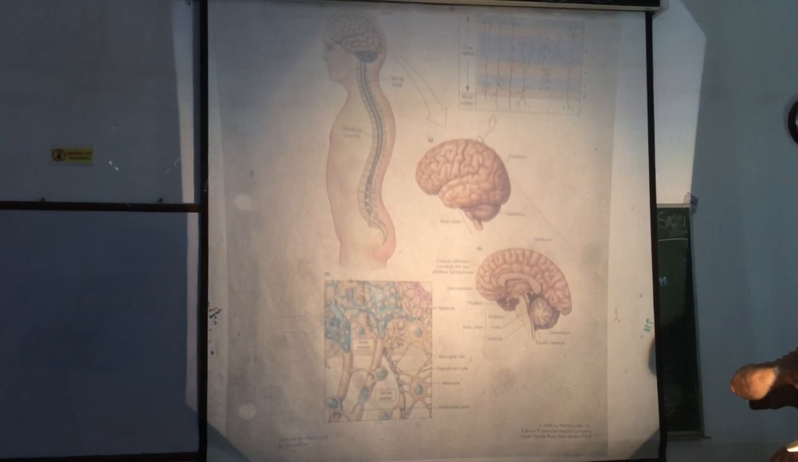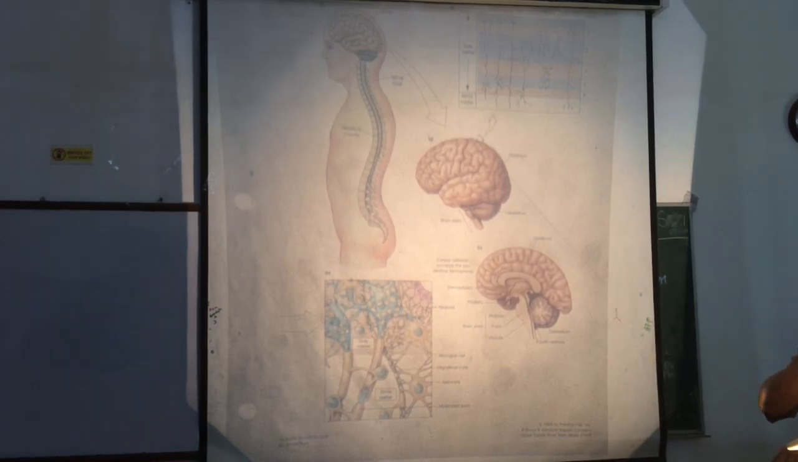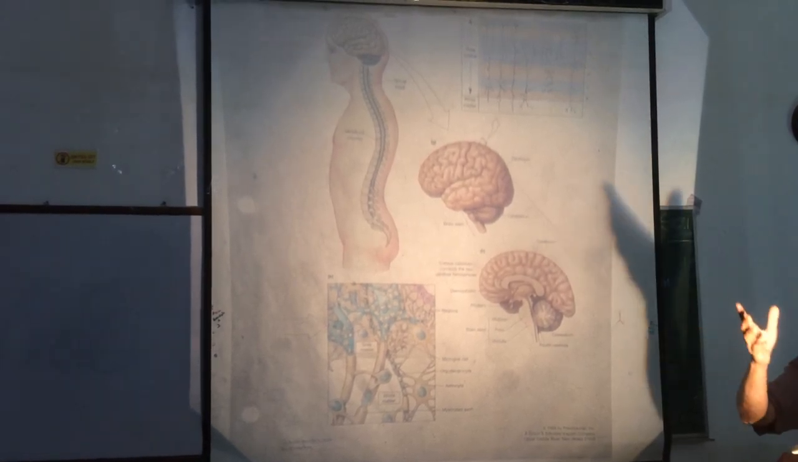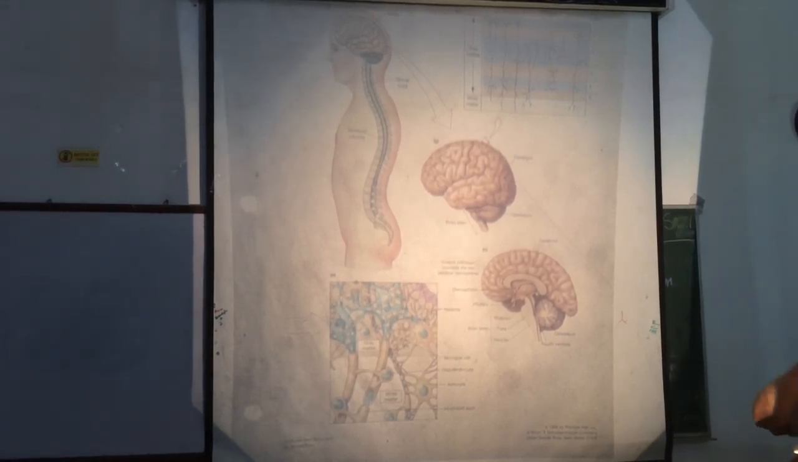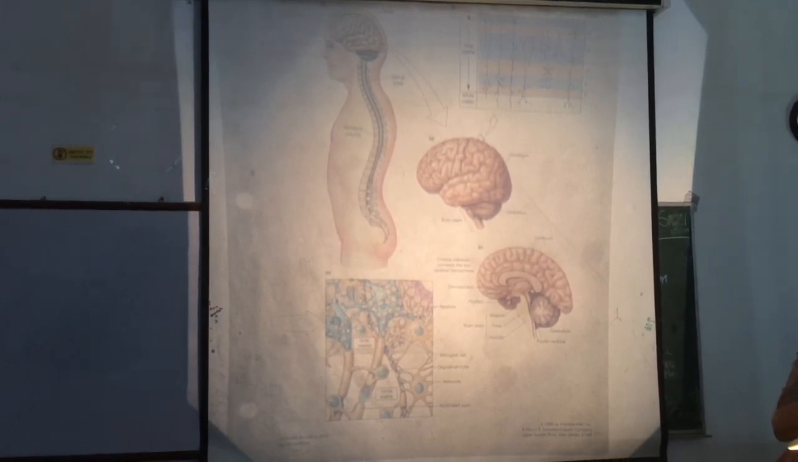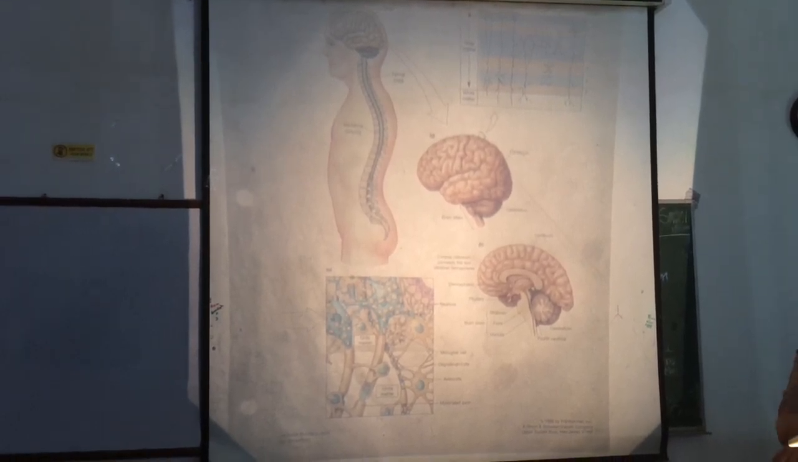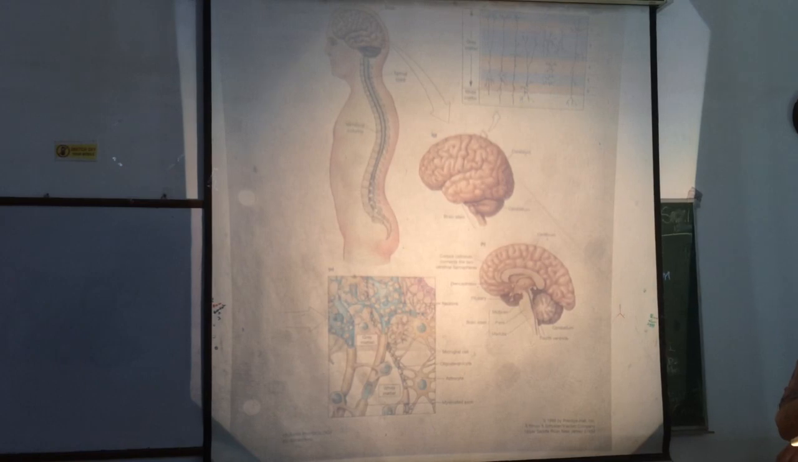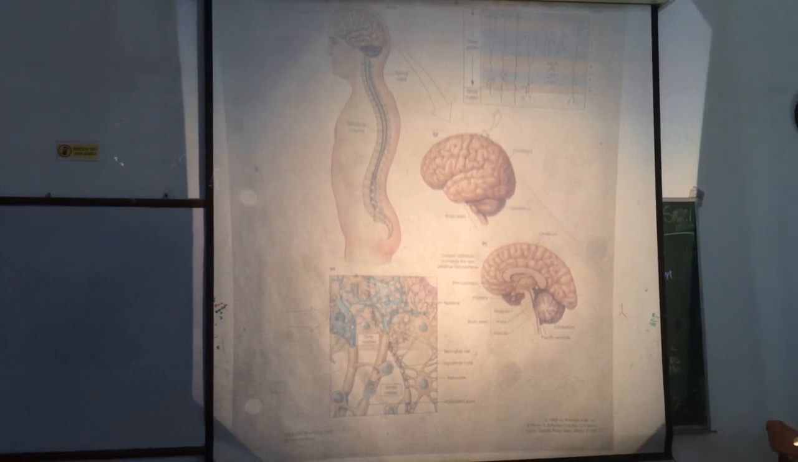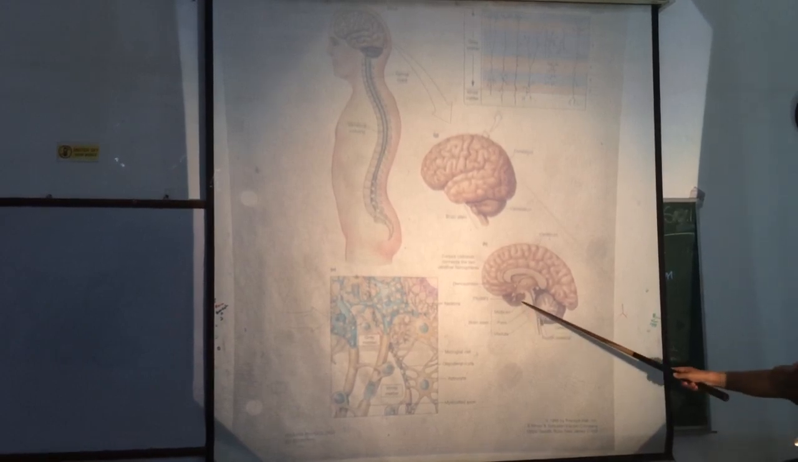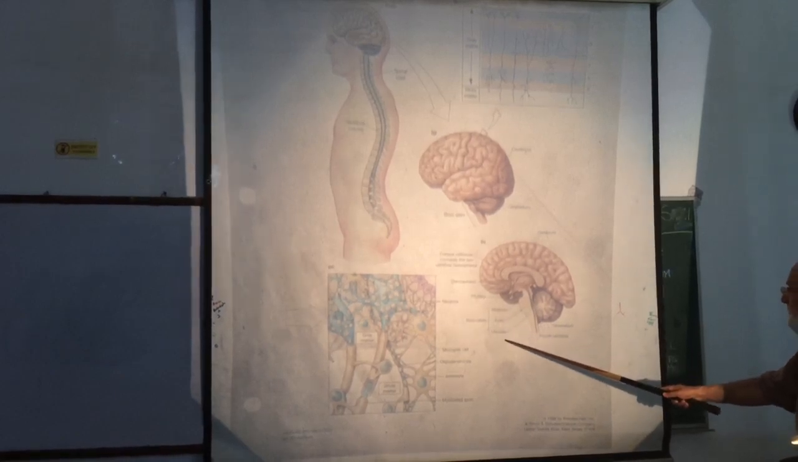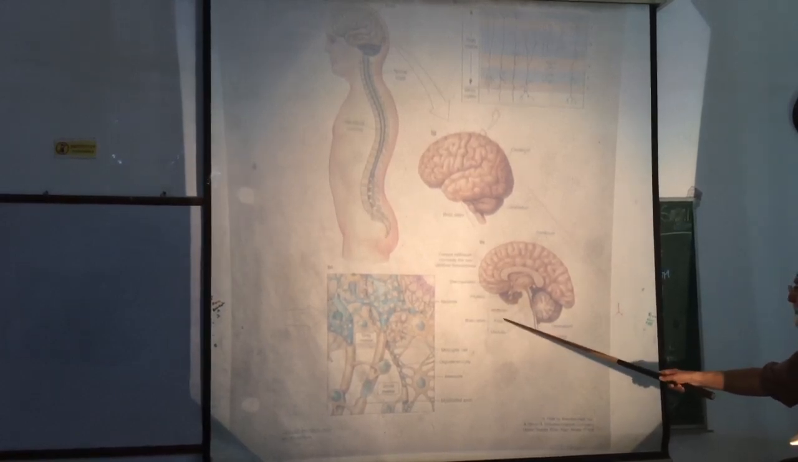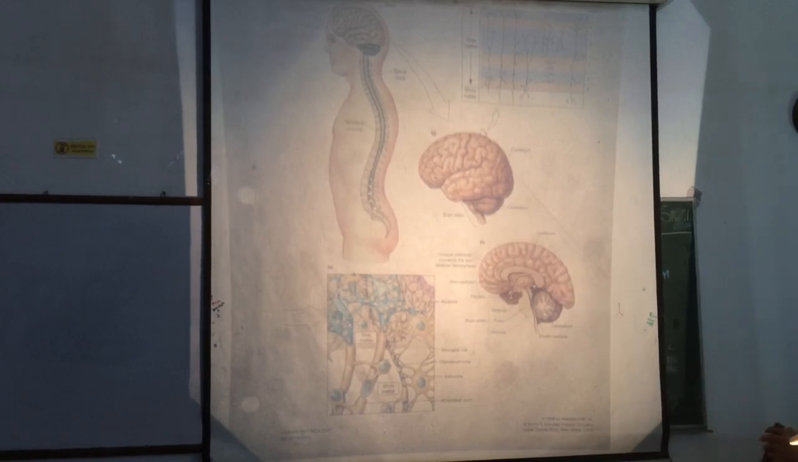These are the parts which remain when we remove the cerebrum and cerebellum. If we remove the cerebrum and cerebellum, what is left behind is the brainstem. You see, this is the brainstem consisting of the midbrain, pons, and medulla oblongata.